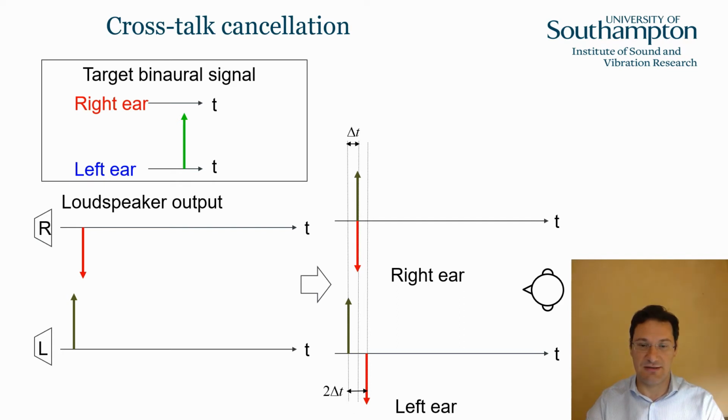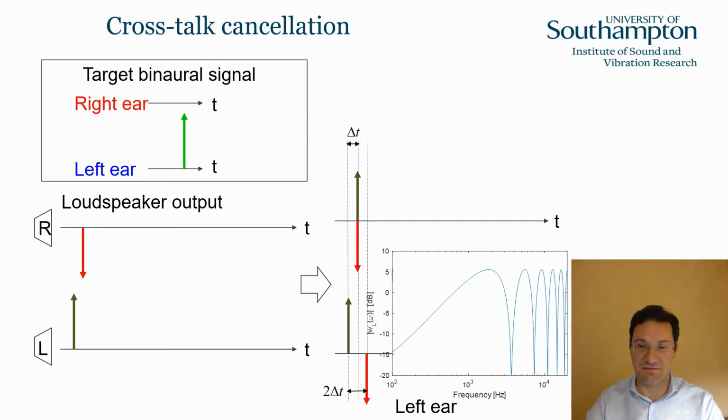Indeed, the pulse in phase opposition is going to arrive with a 2 delta t delay at the left ear. The consequence of that, if you look at the spectrum of the signal received at the left ear, which should ideally be flat, is that you can see here it's going to have all these notches. Indeed, the signal at the left ear is a comb filter. And of course, this corresponds to a significant quality degradation. So we need to do something about it.